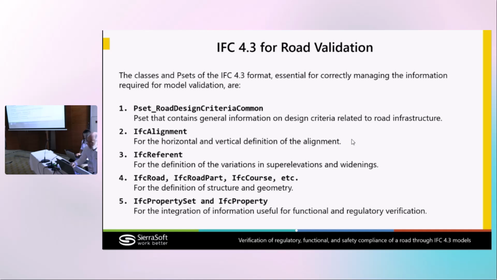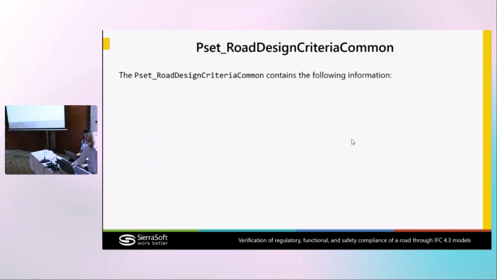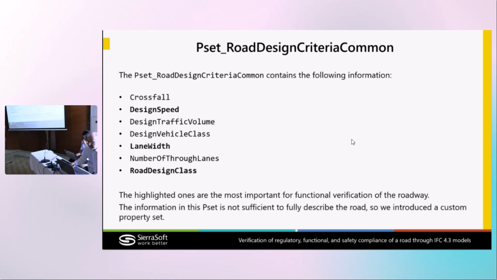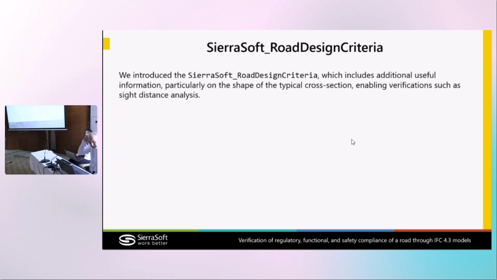And now let's go through these points one by one. First, Pset_RoadDesignCriteria contains the following information. The highlighted ones are the most important for functional verification of the roadway: design speed, lane width, road design class. But the information in this P-set is not sufficient to fully describe the road. So in this case, we introduce a custom property set. We introduce a Serasoft road design criteria, which includes additional useful information, particularly on the shape of the typical cross-section, enabling verifications such as side distance analysis.